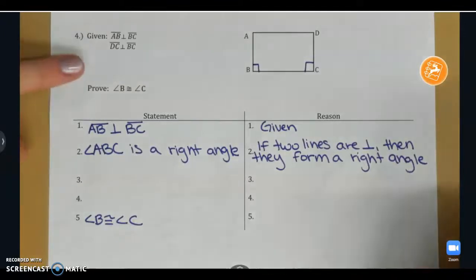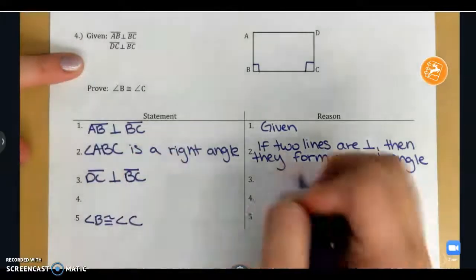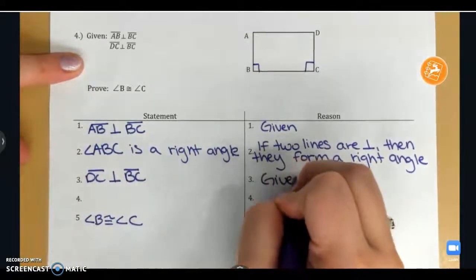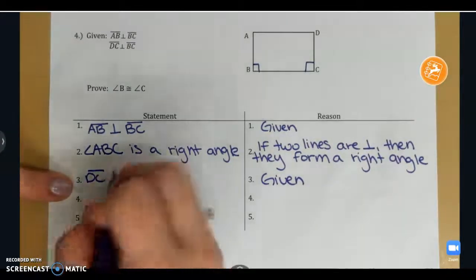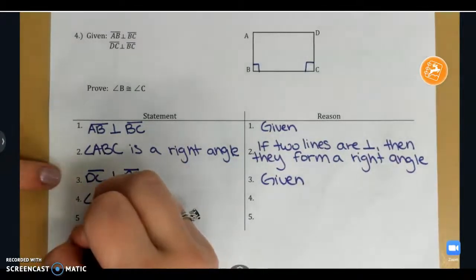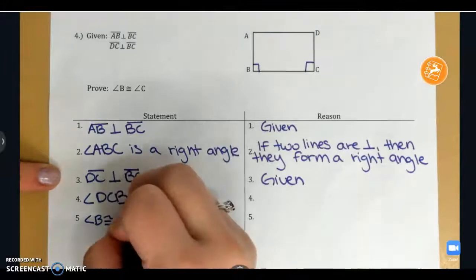Okay. The next thing I was given is that segment DC is perpendicular to segment BC. And again, my reason is that was given information. Okay, so what I can assume from that is that angle DCB is a right angle.